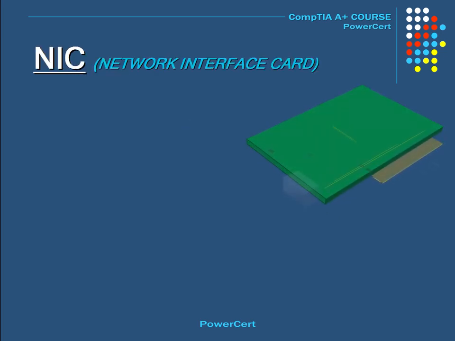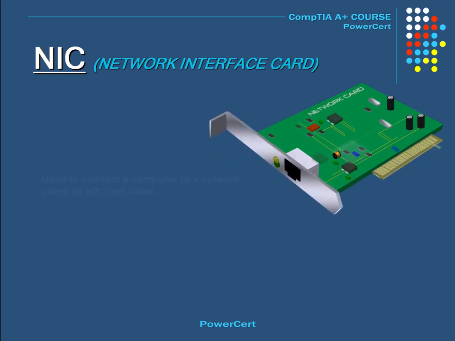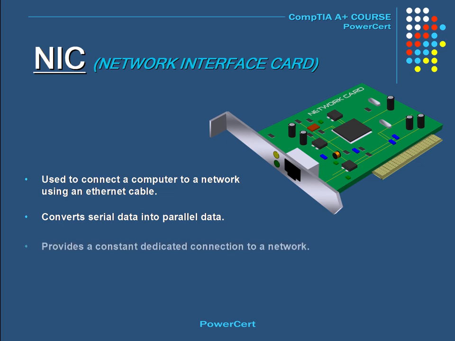Another type of adapter card is a network interface card, or NIC, and this is used to connect a computer to a network by using an Ethernet cable. It's basically a circuit board with a network adapter that is installed on your computer, and its job is to convert serial data into parallel data so the computer can understand it. A NIC provides a computer with a constant dedicated connection to a network. And each network card has its own unique identifier, called a MAC address.